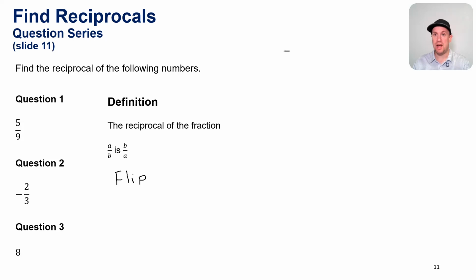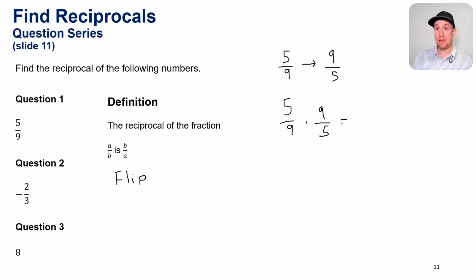So 5 over 9 then, the reciprocal of this is going to be 9 over 5. Now I know it's the reciprocal if I multiply the two fractions and my answer becomes 1. If it is that, then that's the reciprocal. So 5 times 9 is 45, and 9 times 5 is 45. And 45 divided by 45 is equal to 1. So that meets the definition of your reciprocal.